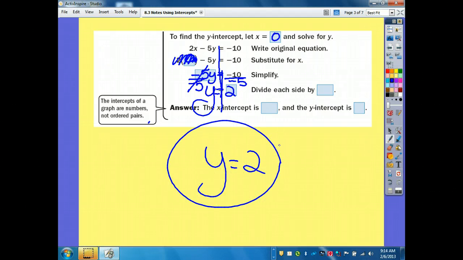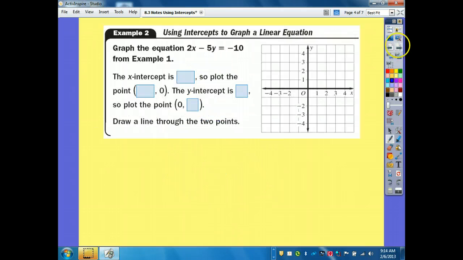So we've got our x and we've got our y. Now we go to our graph. The x-intercept is, what did we get for x? A negative 5. So plot the point negative 5, 0. The x is negative 5, so from the origin, where do I go? Left or right? Up or down? Remember we graphed those easy ones? On the x-axis, x is a negative 5.